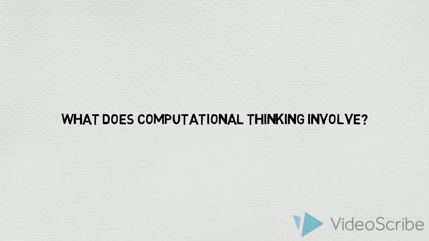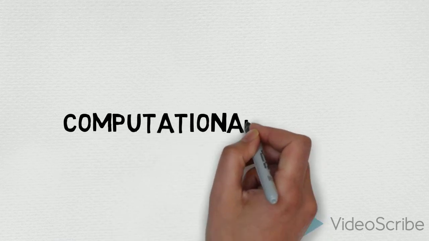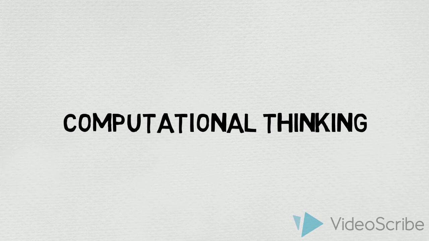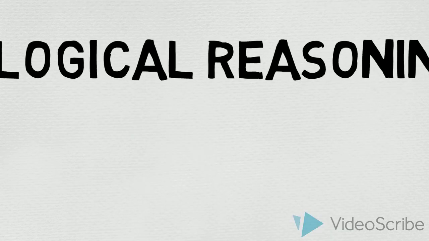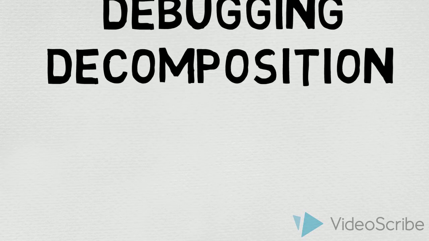But what does computational thinking involve? Brendan Resnick suggests that there is little agreement about what computational thinking encompasses. Indeed, there are many definitions that coexist in relation to what constitutes computational thinking. However, within the context of the revised computing curriculum for Key Stage 1 and Key Stage 2, it involves logical reasoning, algorithms, debugging, decomposition, and abstraction.